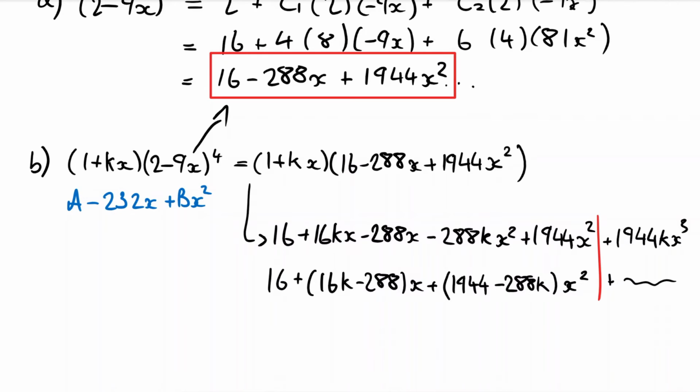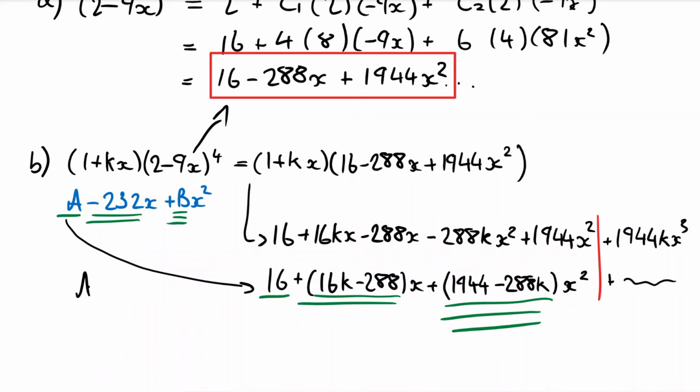So we are told that our expansion for f of x is in the form a minus 232x plus bx squared. That means a is the first term, and we see in our expansion that 16 is the first term. For the second term, the coefficient is minus 232, which matches with 16k minus 288. Then in our third term, the coefficient is b, which matches with the coefficient in our third term, 1944 minus 288k. Therefore, that means that a is equal to 16. So that's the first part sorted out.